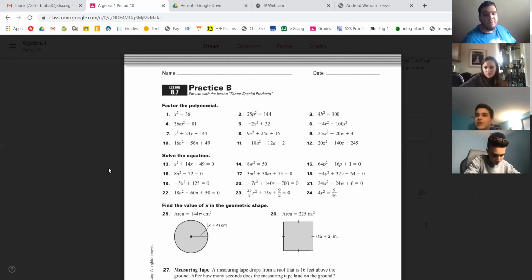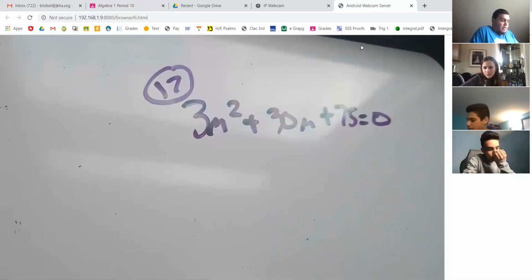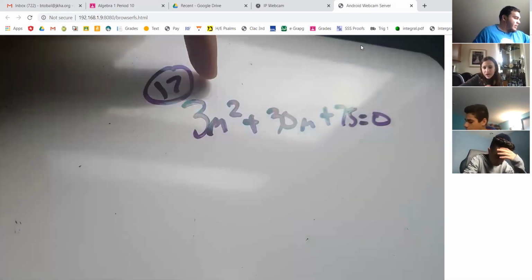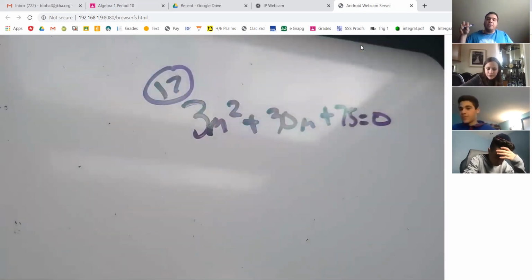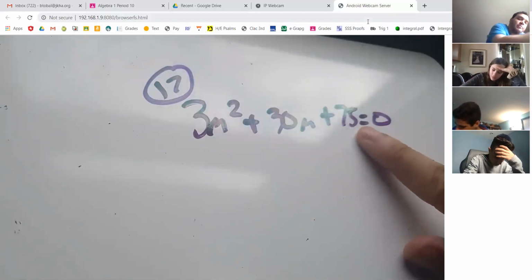Can you give us a chance to do it? Sure, I'll give you a couple minutes. But Goldman, you have to first check if there's anything in common with these three numbers. Is there anything in common? 3. Good. So take out a 3 first and then check the perfect square stuff, okay? Do you take out an m squared or only a 3? All three of them do not have m, so you can't take out an m. Only if all three of them do.